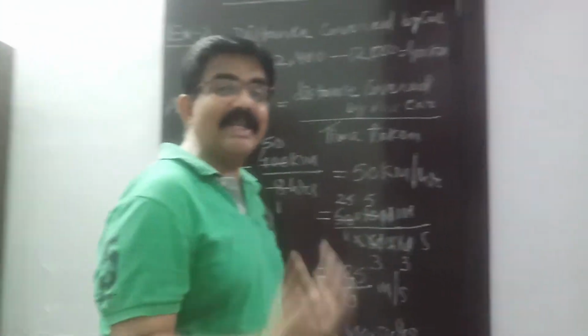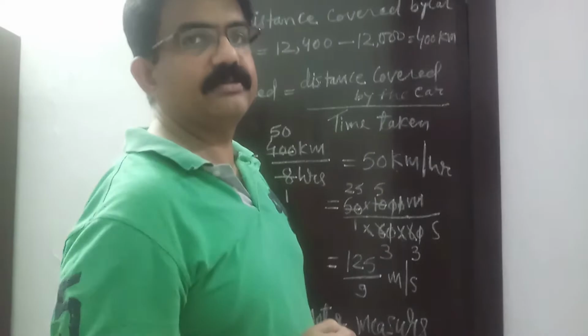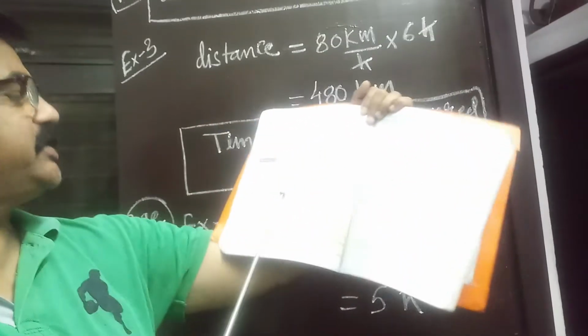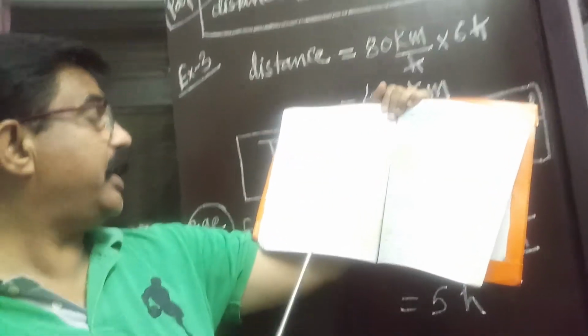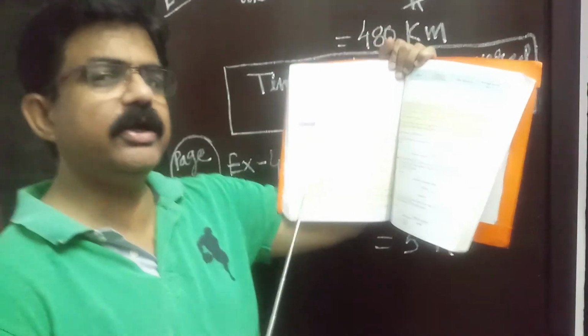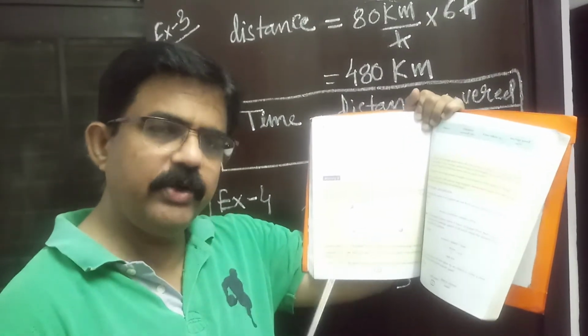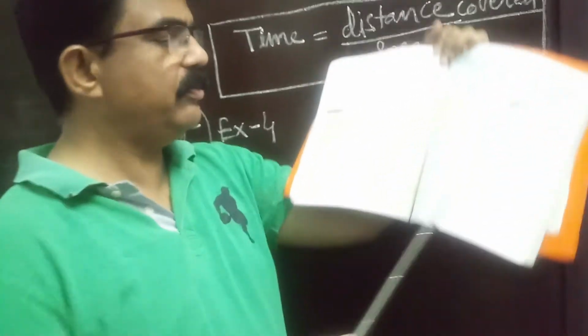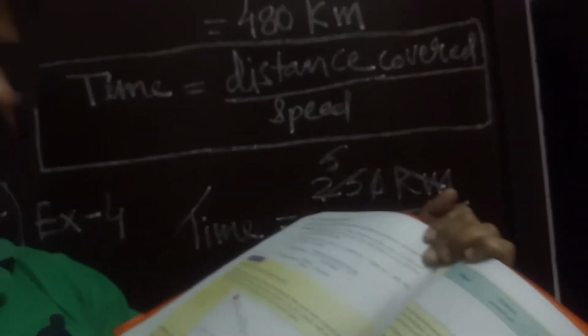Now we take the next example. Pause karo. On page number 90, there is an activity. I will do this activity, make a video and then send it to you. Now we come to page number 91. I will send this page to you. There is an example. I am reading the example.